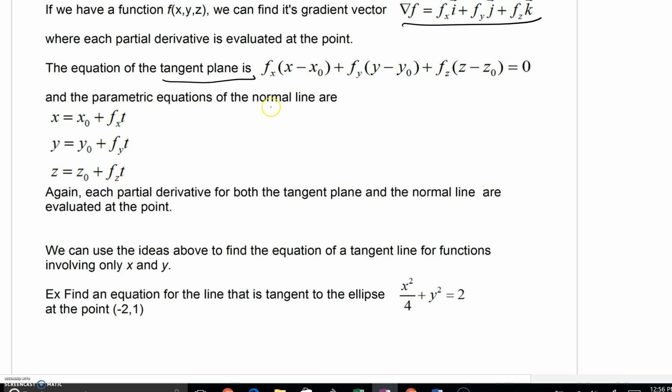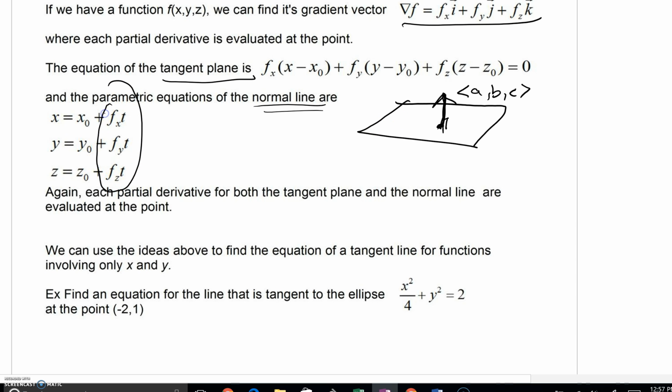But on Friday, we also talked about writing the equations of normal lines. And what we saw is that the normal vector, the vector that's perpendicular to the plane, is actually the gradient vector. And that's a direction vector for the normal line. So that direction vector has the gradient components multiplied times t. That's all review. Each partial derivative, for both the tangent plane and the normal line, is evaluated at that point in question.